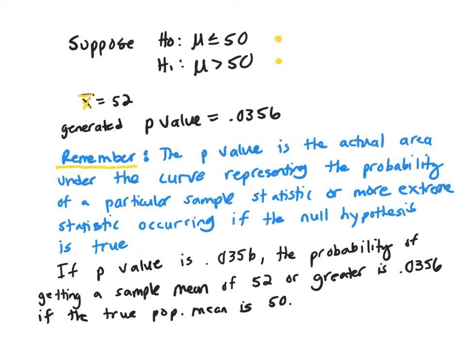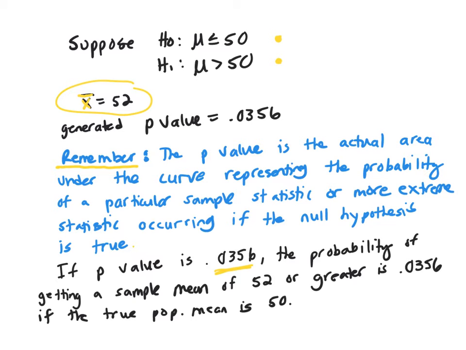So remember, by definition, the p-value is the actual area under the curve, representing the probability of a particular sample statistic or more extreme statistic occurring if the null hypothesis is true. Okay? So if the p-value is 0.0356, the probability of getting a sample mean of 52, that's your sample statistic, or greater is 0.0356 by definition. That is, if the true population mean is 50.